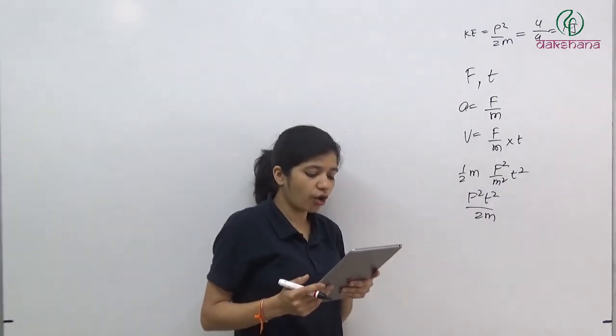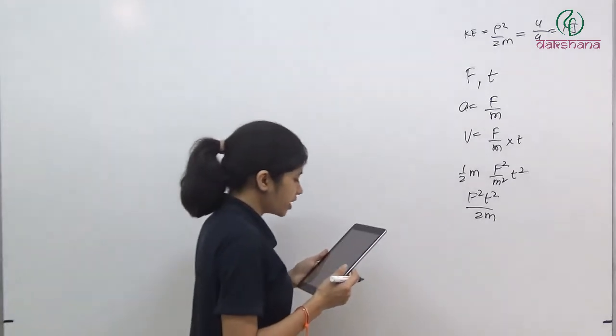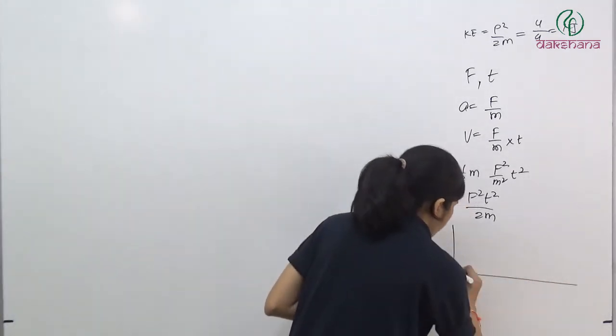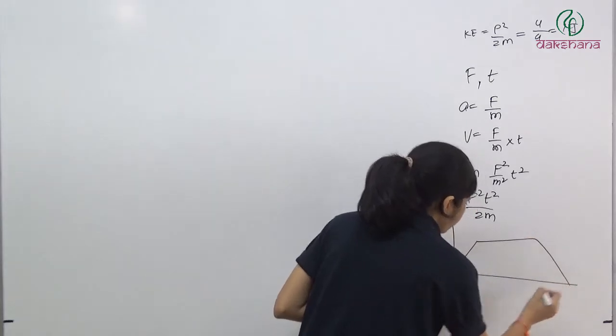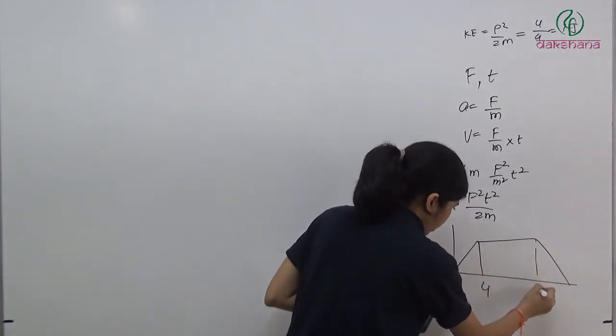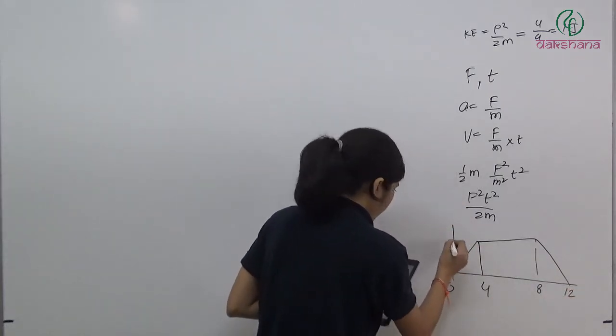C3. A particle of mass 0.1 kg is subjected to a force which varies with distance as shown in the figure, which is given something like this. Here it is 4, 8, 12, 0 and this is 10.